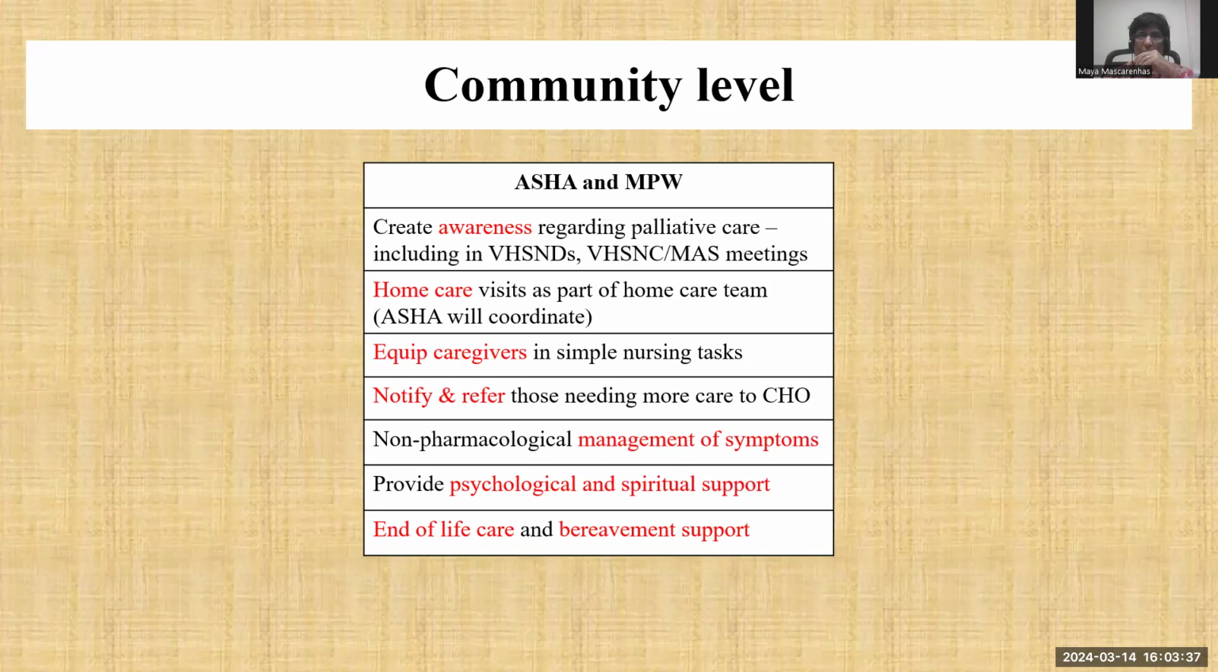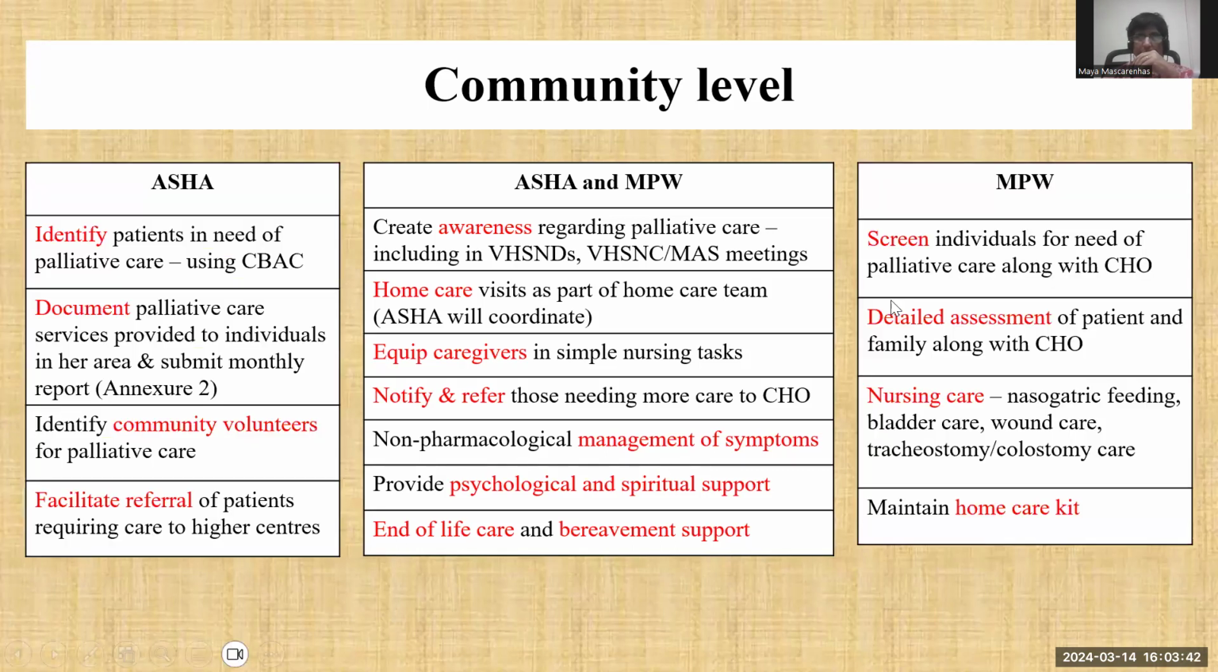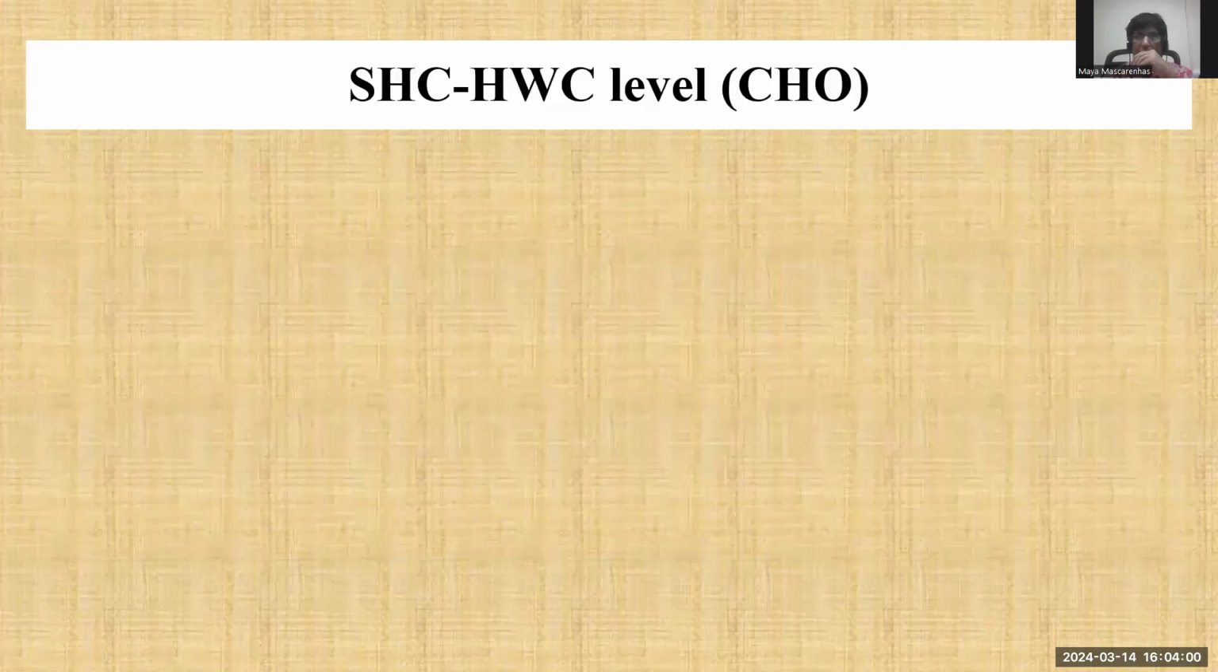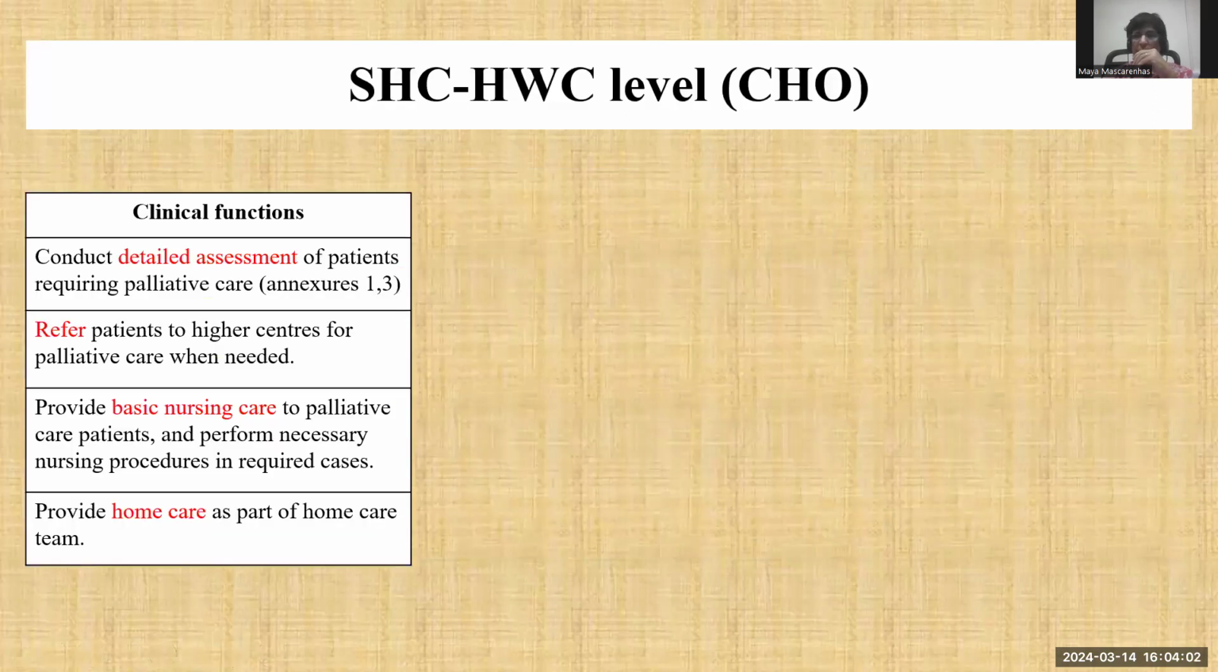Okay, Meenakshi, I want you to read now what is done at the CHO level. Even at the community level, some tasks are given to the ASHA, some to the ANM. The more nursing work is done by the ANM. More of the identification and referring is done by the ASHA. Now let's look at the CHO. Remember those three functions? Clinical functions. Meenakshi, can you read the clinical functions for the CHO?